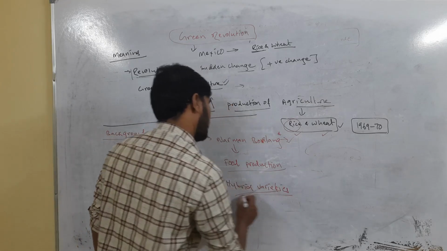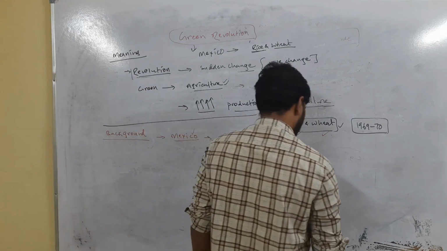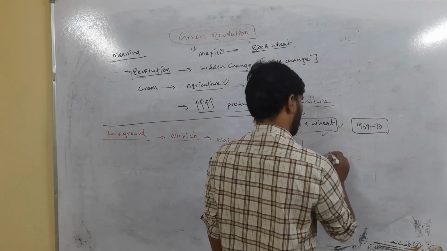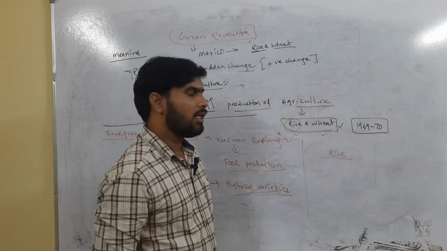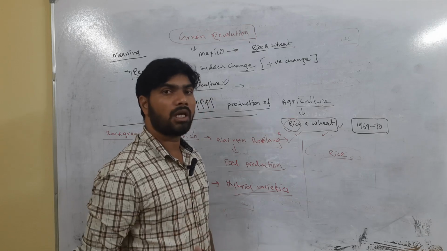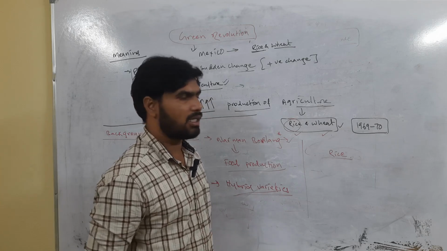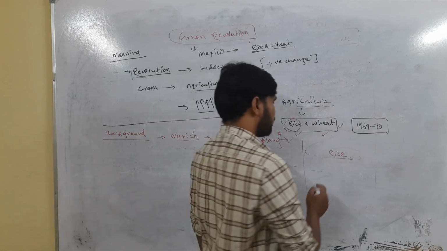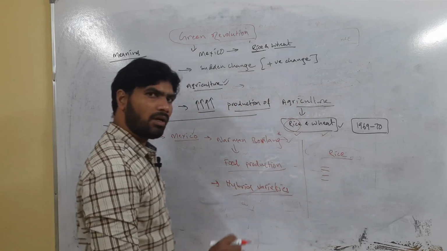Hybrid varieties means he has taken the qualities of various varieties within rice. There are various varieties of rice. In our country alone there were more than 10,000 rice varieties before the Green Revolution. We will understand how most of the rice varieties have disappeared. So more than 10,000 rice varieties are there in our country only.